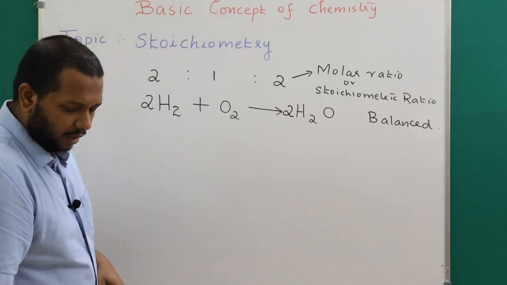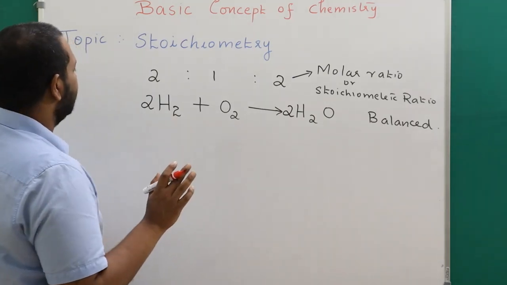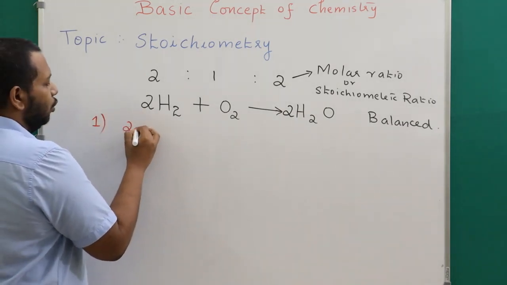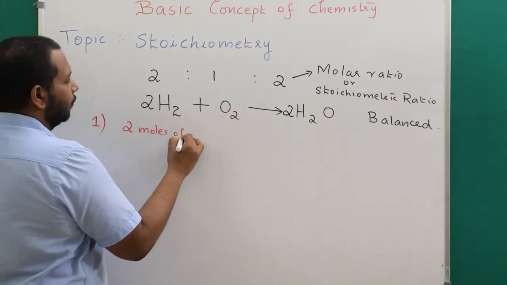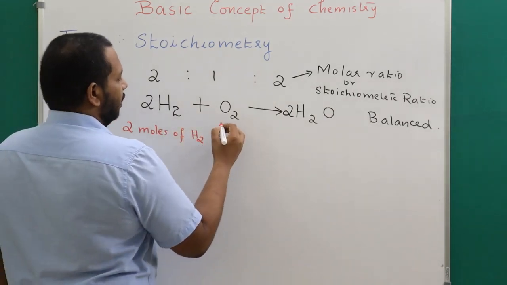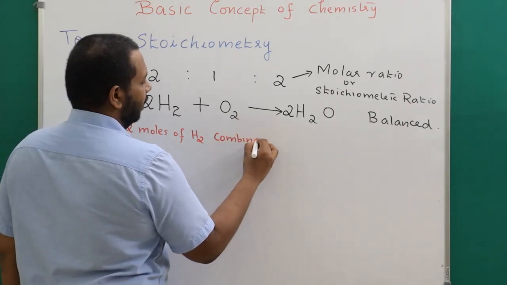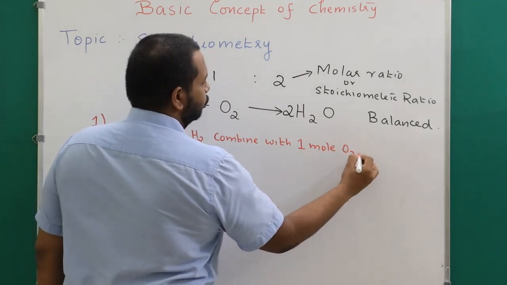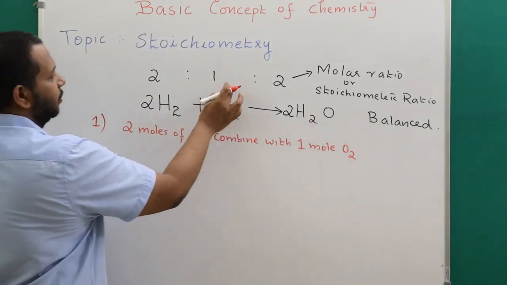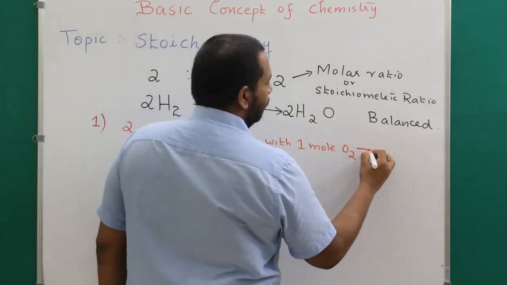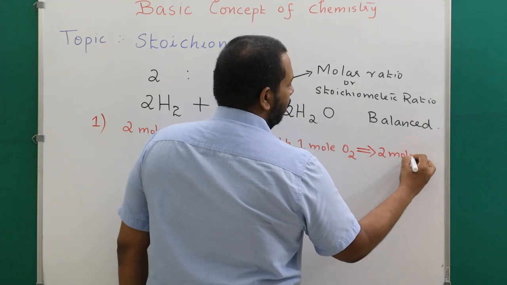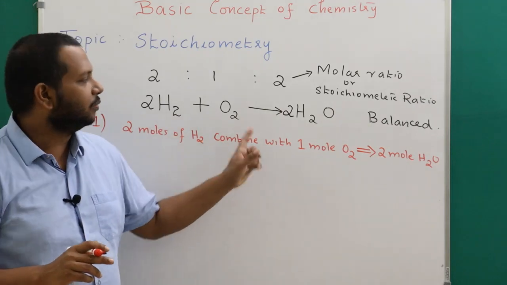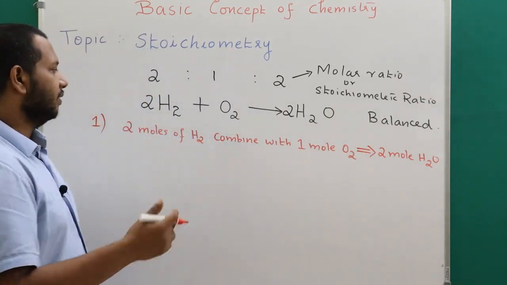Listen. First I am writing this in my fundamental way, that is moles. The first format of representation: 2 moles of hydrogen combine with 1 mole of O2 to give 2 moles of water. So in terms of mole, 2 moles of hydrogen combine with 1 mole of oxygen to give 2 moles of water. What is the next way I can represent it?